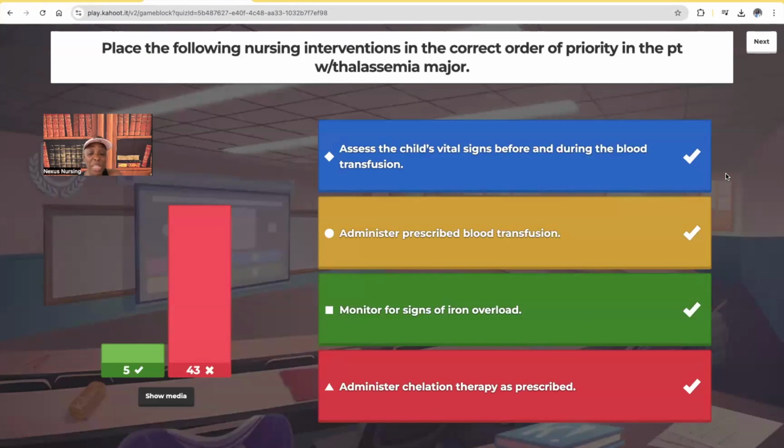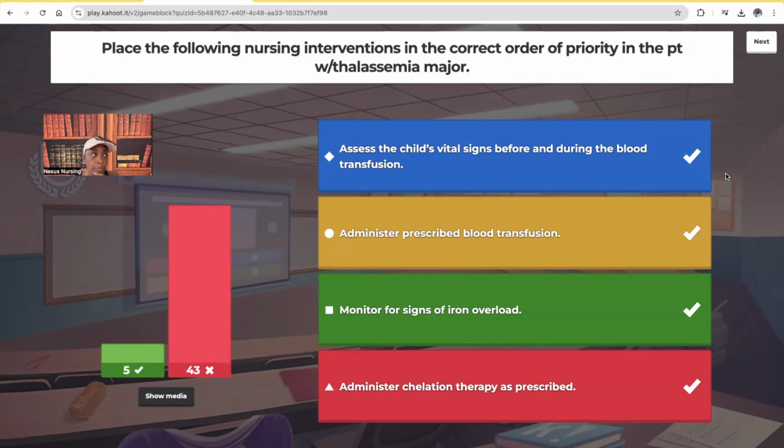Only 5 people got this right. Let's talk about this. Thalassemia major, guys, is when the patient is not making enough hemoglobin. This is an autosomal recessive disorder. Professor D, do I have to know that? Absolutely. It's going to be a test question somewhere in your academic career. Don't say I didn't warn you. Something else you need to know, the people at highest risk are people who come from the Mediterranean areas.